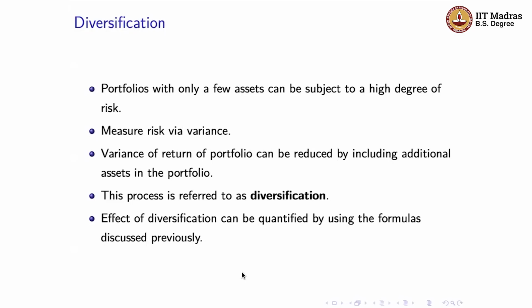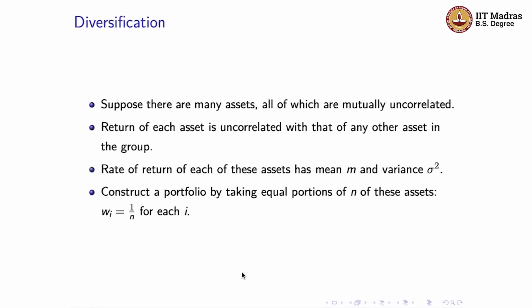And we can take a deeper look using the formulas that we have just discussed. Okay, so let's first consider the case where you have many assets and all of these are mutually uncorrelated, right? What that means is that we are going to consider, let's say, n assets, all of which have zero covariances, right?